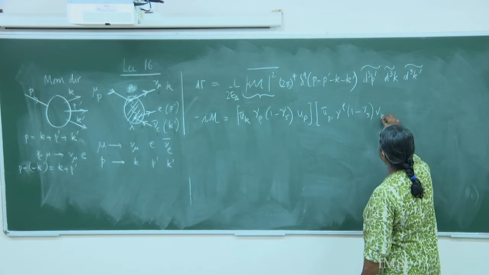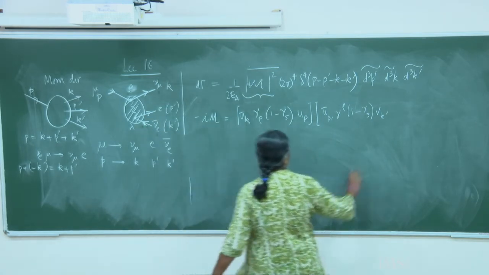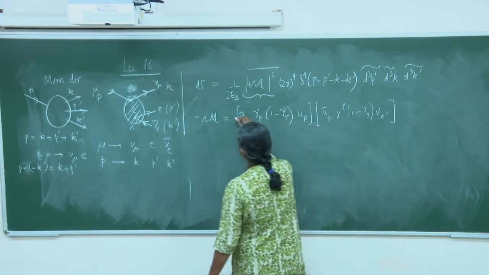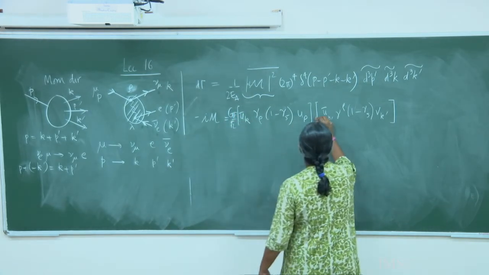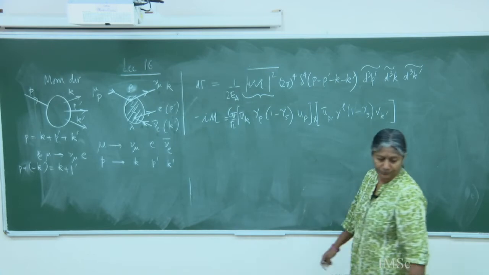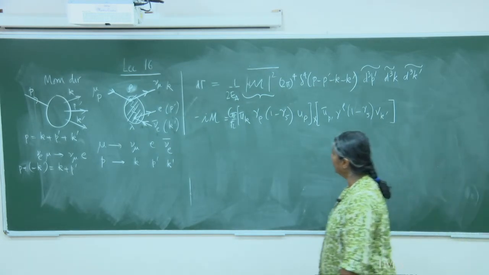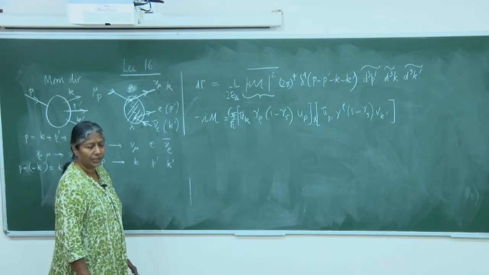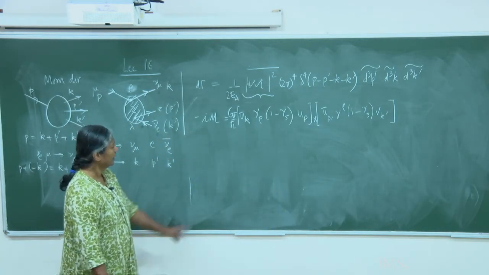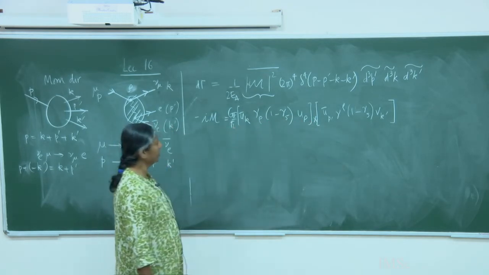Now V k prime. By now you understand that this arrow just tells you it's an antiparticle, okay, and the whole thing is multiplied by Gf by root 2. So there is no propagator over here. Now this part is clear, okay? Is this clear? So this is the Feynman rule given to you. This vertex is this, this vertex is this, overall constant is Gf by root 2.